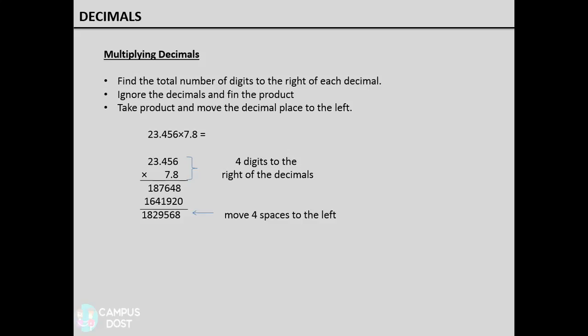At this point, we can ignore the decimals and find the product. Now, at the moment, the decimal place is right here. Since we originally had a total of 4 digits to the right of our decimals, we must now move this decimal place 4 spaces to the left. We get the following product.